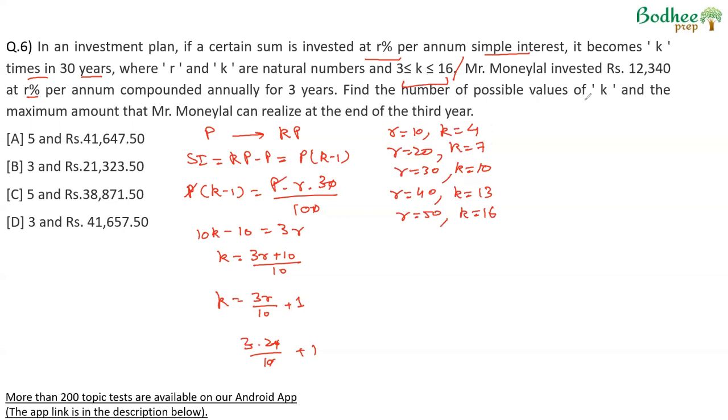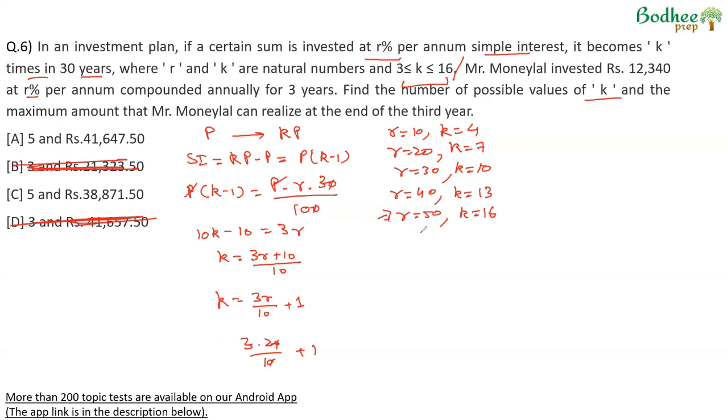Therefore, how many values of K are there? 5 values of K are possible. So either option B or option A or option C becomes the answer. At this value, R is 50%. It says if 12340 is invested at R% for 3 years compounded annually, what is the maximum money that can be realized? So maximum money will be realized when R is the highest.